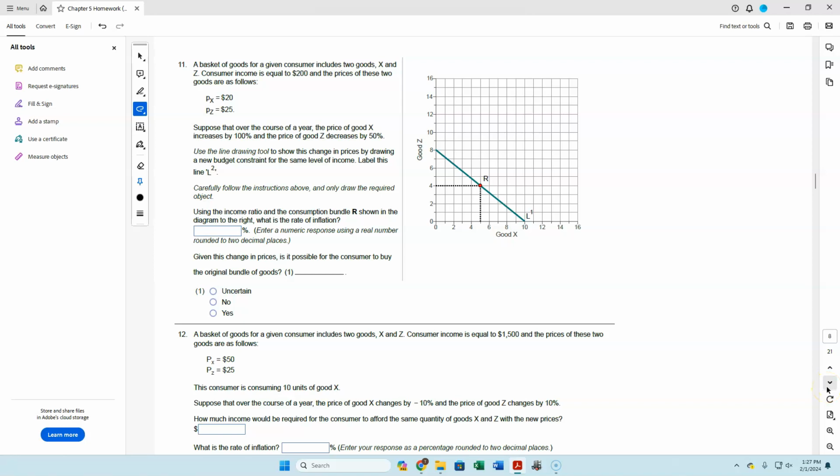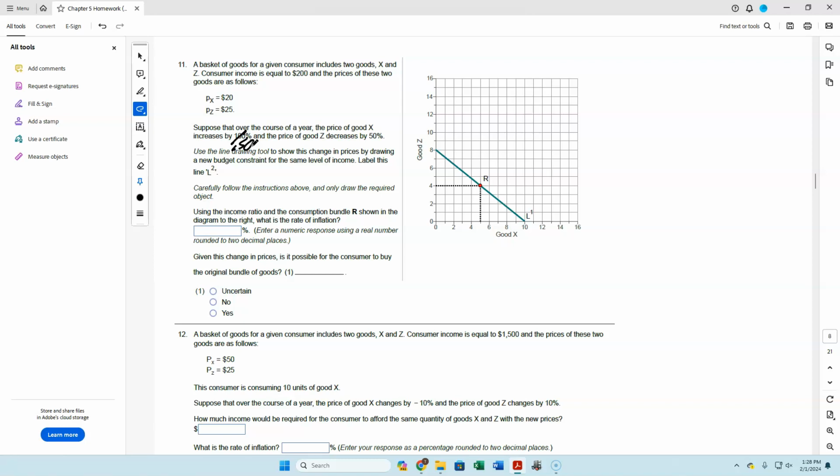Okay. Number 11. In number 11 here, I have a basket of goods, consumer income at $200. I have prices of 20 and 25. And then I have, in my case, 150%. So I'm just going to change this here just to reflect my notes here. Using the income ratio and consumption bundle, what is the rate of inflation?